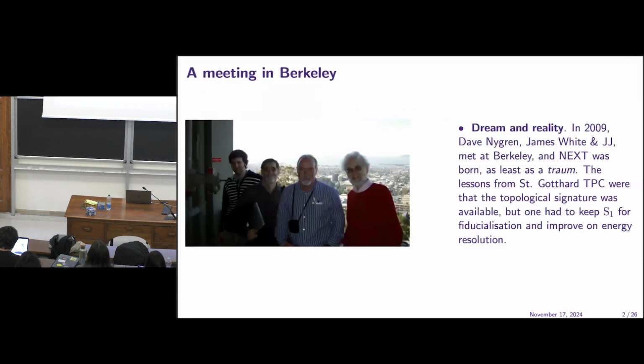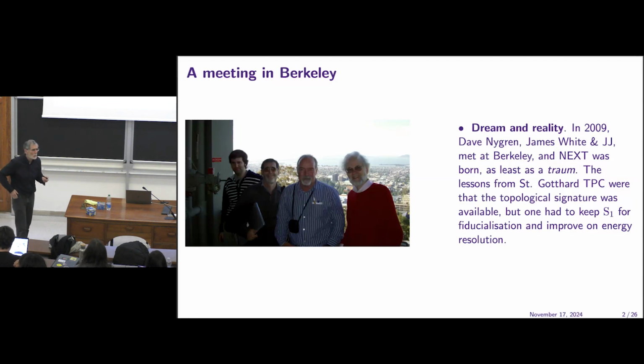And this thing started, actually, we have the documents showing what happened. This is Berkeley. This is a younger version of me. This is a younger version of my student Justo. Now he's already a researcher in Valencia. This is Dave Nygren, and this is James White. So we met, this picture was around 2008. We met in Berkeley, and we wanted to talk about EL chambers.